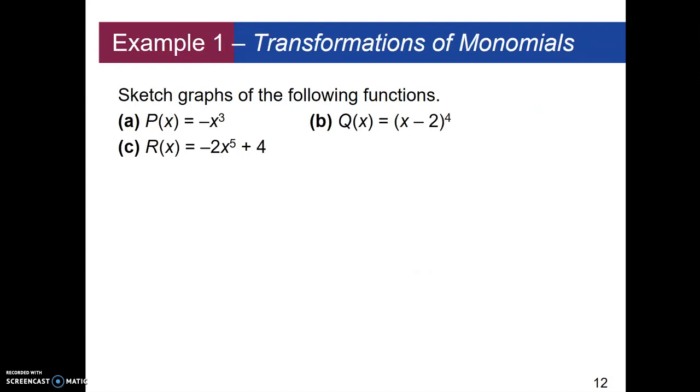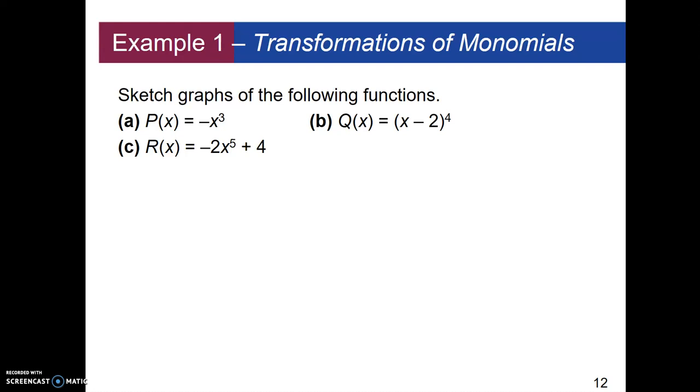Okay, so here's some graphs. Again, we can recognize these pretty quickly from ones we've done. Like y equals minus x cubed, we could recognize as a reflection about the x-axis of x cubed. So it'll look just like the shape of x cubed, but it'll be reflected. So it'll be rising to the left and falling to the right.